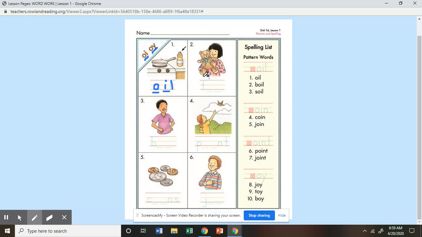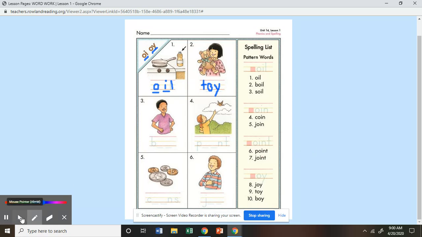Number 2, that is Lily's toy. Very good. I'm going to trace the T. And when I look, I know I'm going to have to use OY because this is at the end of the word. Very good. You can pause the video and do the rest. Just make sure OI goes in the beginning or the middle. OY goes at the end.